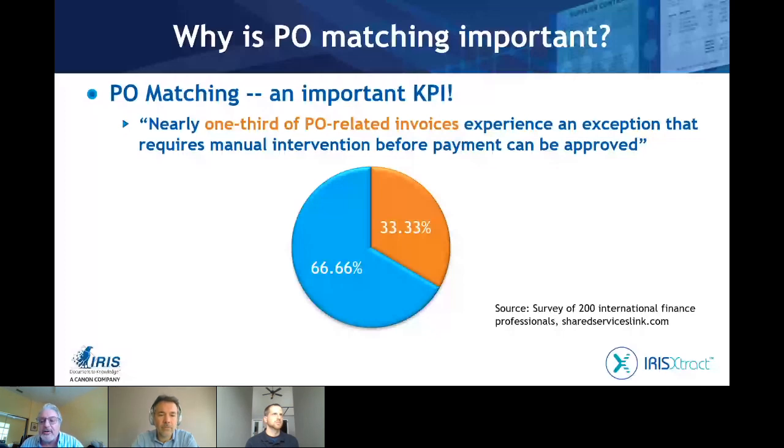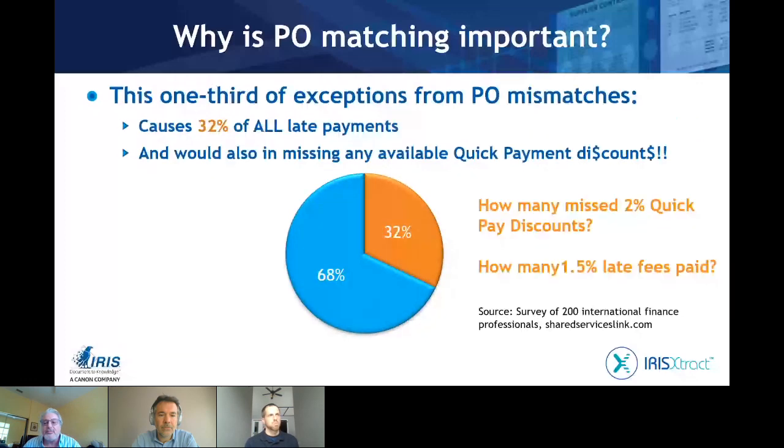According to the survey respondents, that 1/3 of exceptions with PO-related invoices cause 32% of late payments. So you see that direct relationship between exceptions and late payments. Late payment elimination is one example of true hard dollar savings. Late fees vary, commonly 1.5%, which hurts operating margins. This is one of those AP department metrics that is measurable as a before and after picture result of process automation.